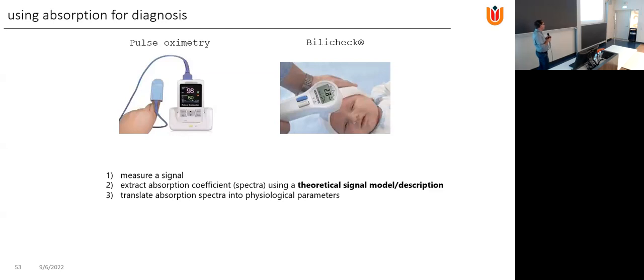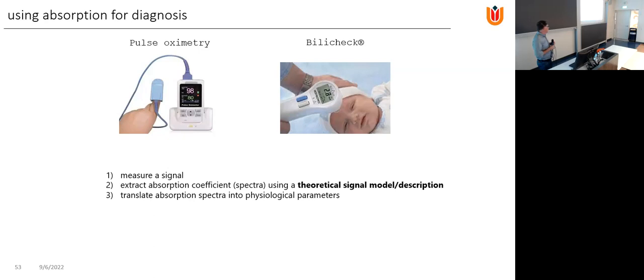Okay, so now let's look into how we can use these absorption processes for diagnosis. So this is one example. The example on the left you probably know pretty well. It's a pulse oximeter. It's this little clip that you get around your finger and that measures the oxygen saturation, for example, in patients in hospital. The other one is an optical method to measure bilirubin in newborns. I'll get back to that specific application a little bit later, but it is also based on the absorption of light in the tissue.